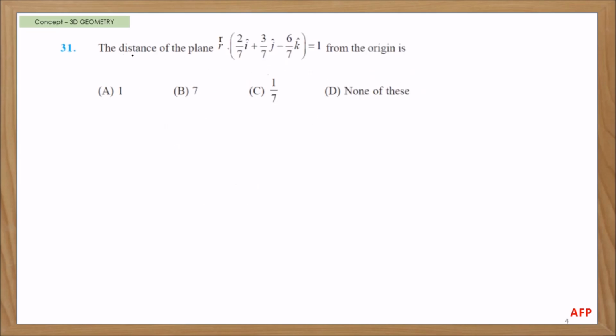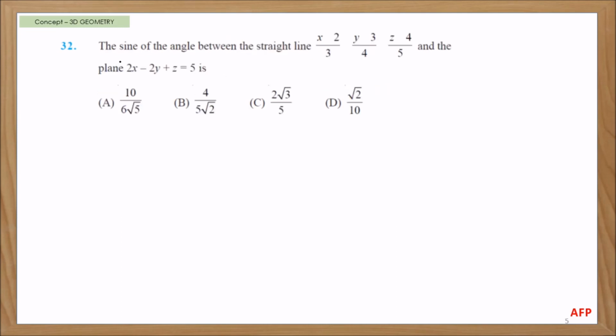Next, the distance of a plane from the origin. You can compare with the plane equation r vector dot n cap is equal to d, where d is the distance from the origin. So d is equal to 1. So 1 is the answer you are having.